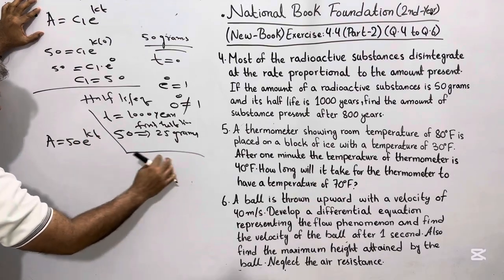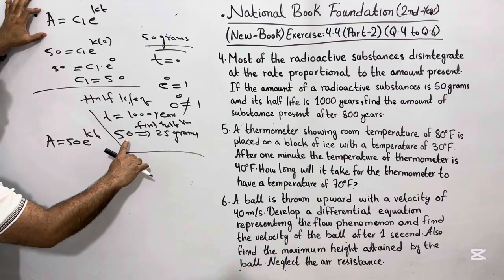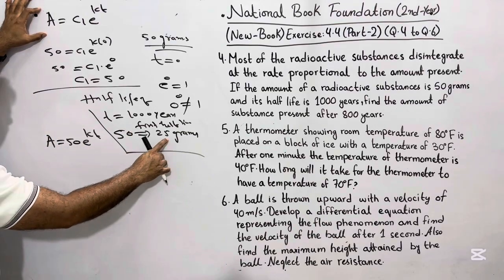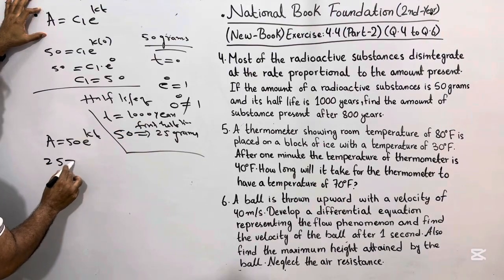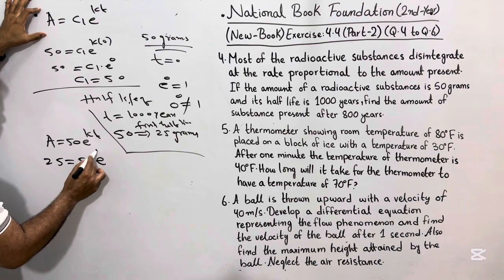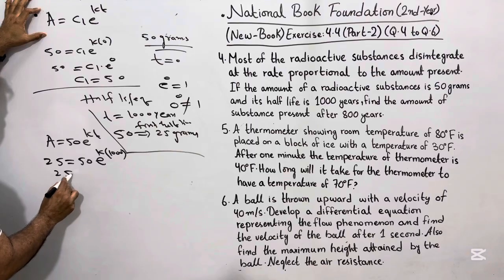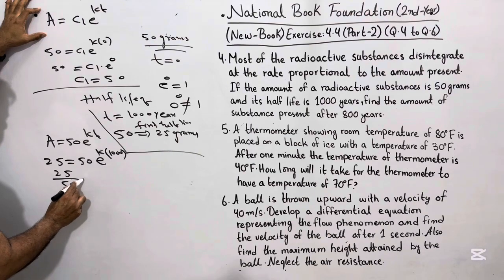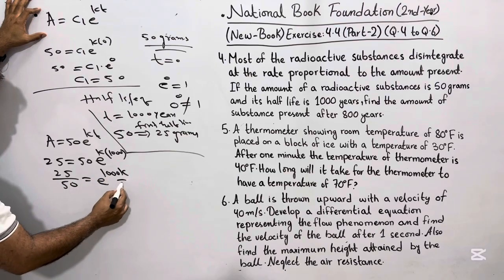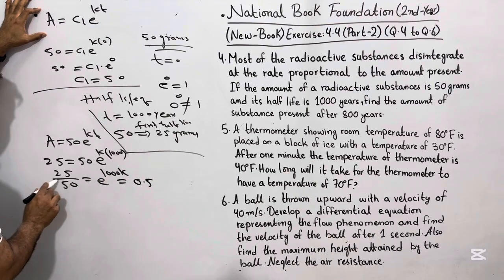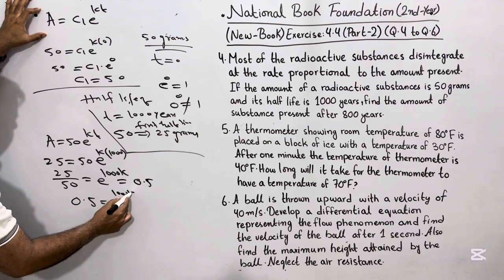Now switch over to this. After 1000 years, our radioactive substance decays, disintegrates, and 25 grams are left because it has a half-life of 1000 years. So 25 equals 50 e raised to k times 1000. Shift 50 here: 25 divided by 50 gives e raised to 1000 times k. So we have 0.5 is equal to e power 1000 k.